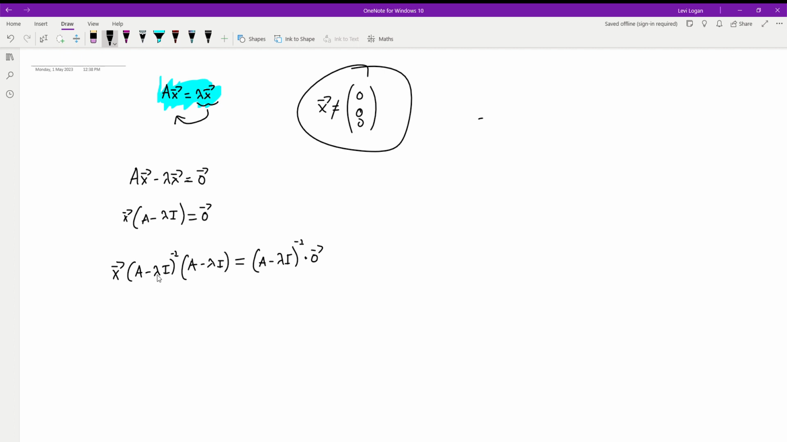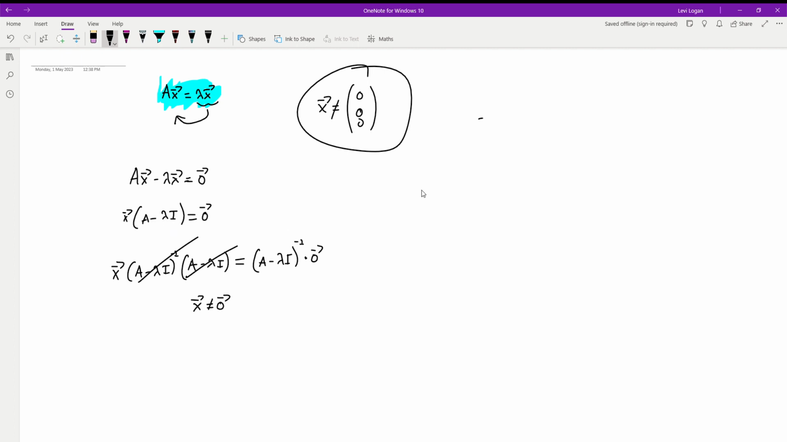Now, an inverse multiplied by itself is just going to cancel. So we're left with x equivalent to, well, no matter what matrix you have, if you multiply by the 0 vector, you're going to get the 0 vector. But we don't want this. We are looking for a vector such that it's not the 0 vector. So what we are saying here is basically this matrix is not invertible. So that gives us a little trick.